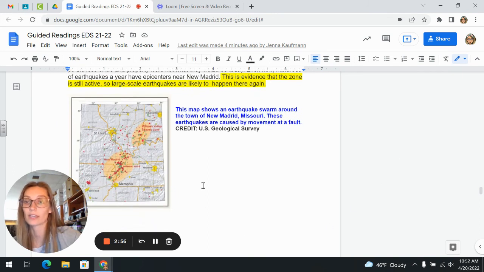And you can see a photo here of all those little red dots showing where the seismogram had been picked up by those earthquake swarms.